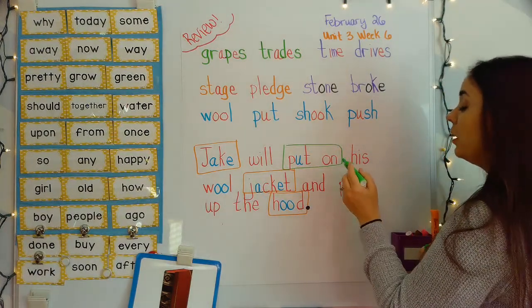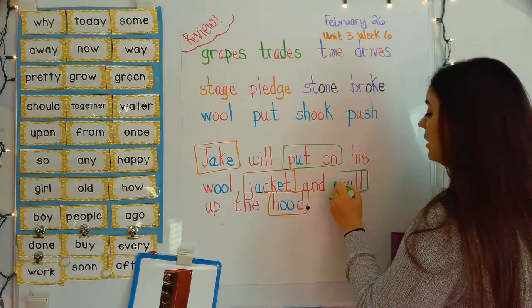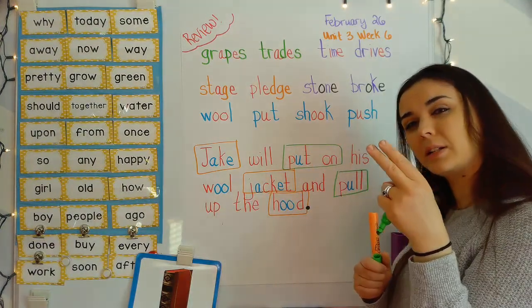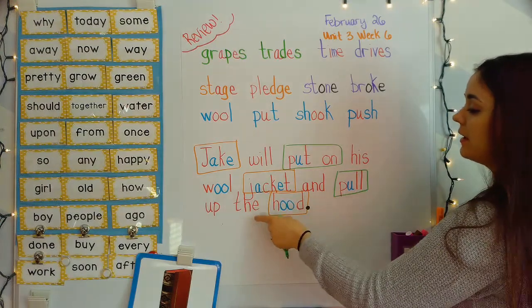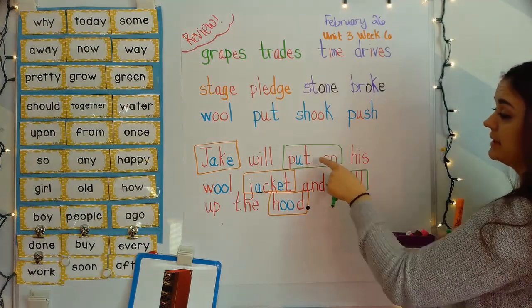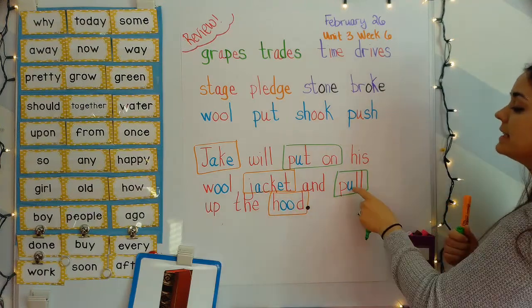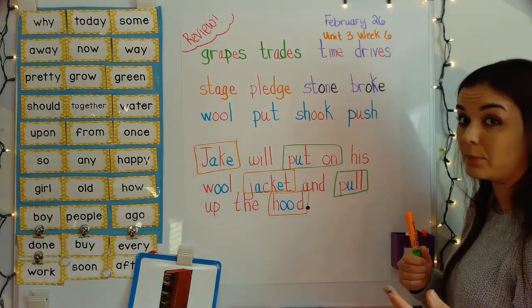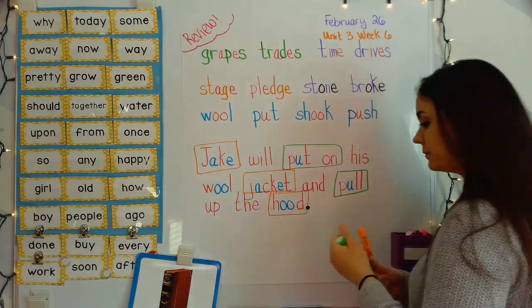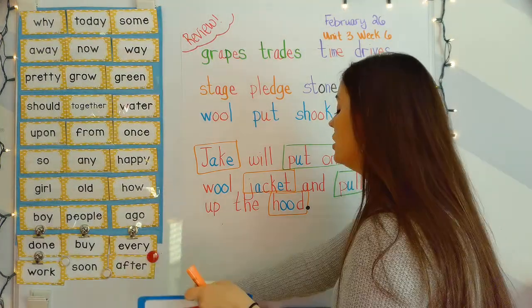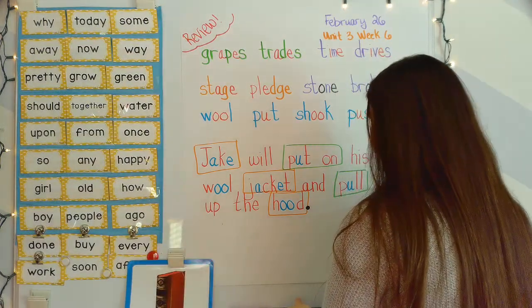And he's going to pull and up kind of work together. Pull up the hood. So Jake is doing 2 things. He is putting something on. What's he putting on? The jacket. And he is pulling up. What is he pulling up? The hood.